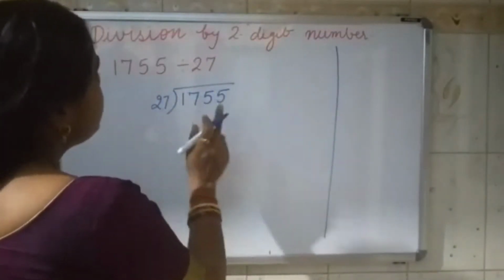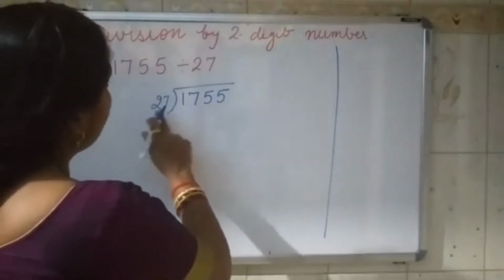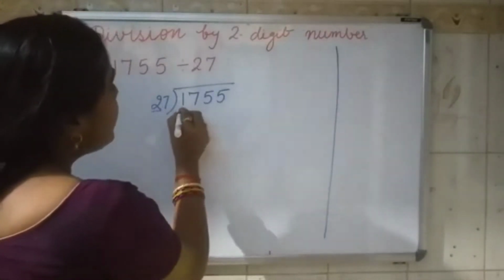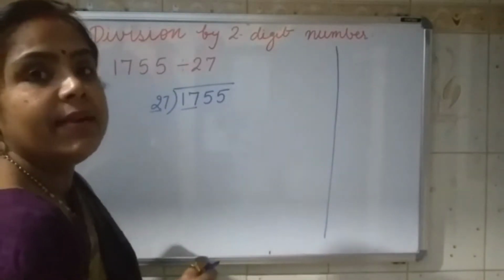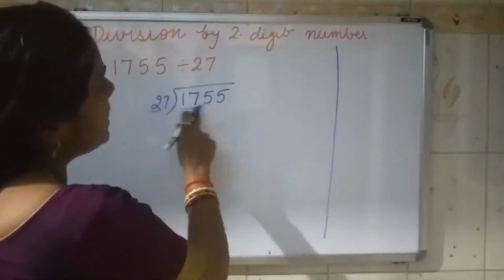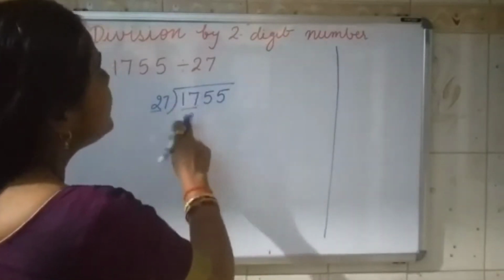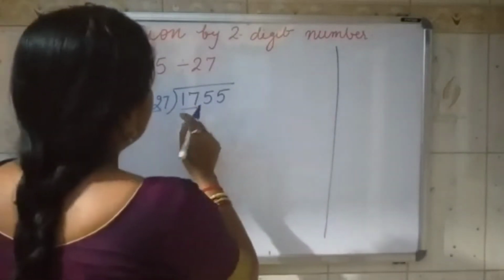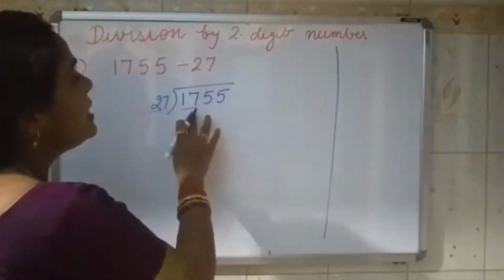So we are going to start now. We don't know the table of 27, so we will read the table of 2 until we get a number less than 17. 1 is not divisible by 2, so we will take 2 digits, 17. Now 2 sixes are 12. Now 2 sevens are 14 and 2 eights are 16.